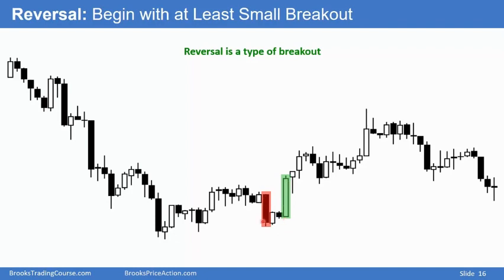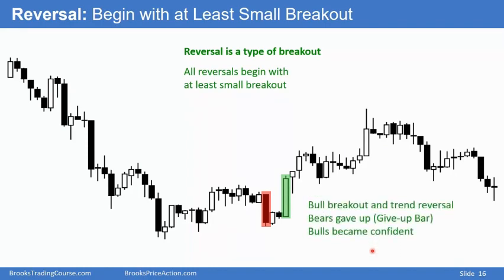Remember, every bear trend bar is a breakout and it's a sell climax. Every bull trend bar is also a breakout and it's a buy climax. We have a big bull trend bar, it's a breakout, and it could be the start of a bull trend, or a bull swing at least. All reversals begin with at least a small breakout.